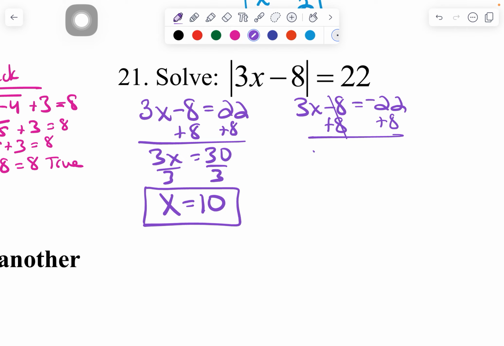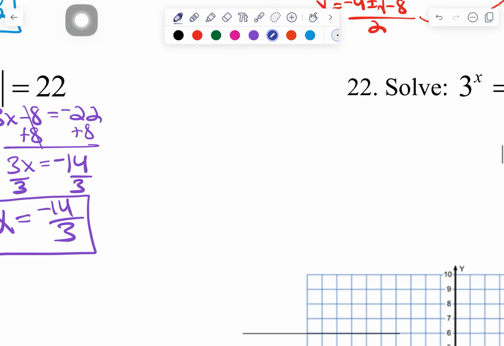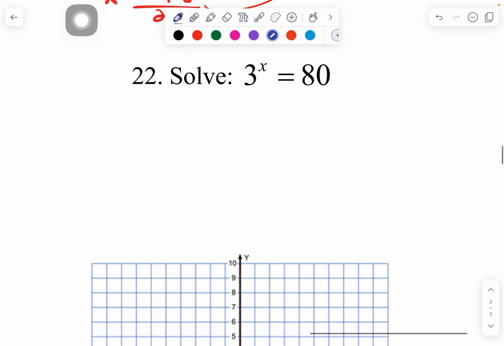Add 8 to both sides, so 3x equals negative 22 plus 8 is negative 14. Divided by 3. Yeah, that's not going to divide too nicely, so just leave the fractional answer. Negative 14 over 3. All right, last one in this section. Whew, all right, we're almost done, at least with this section.